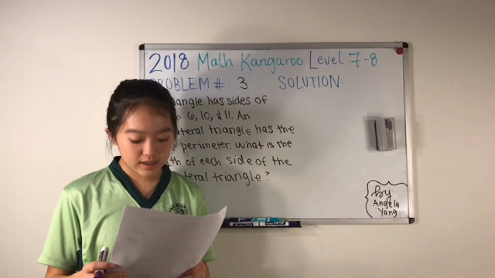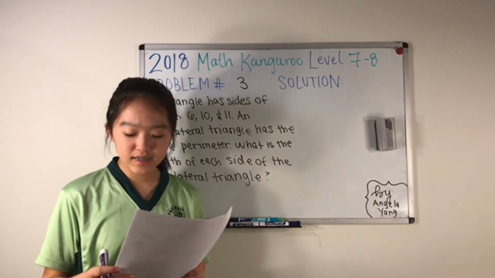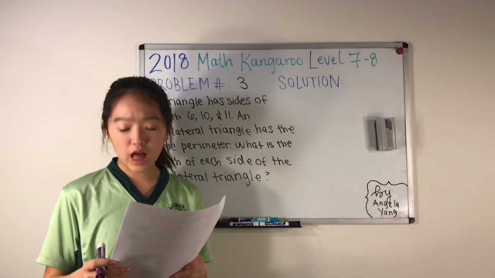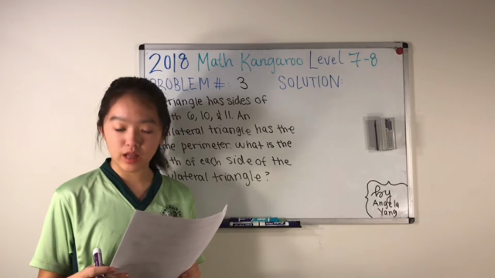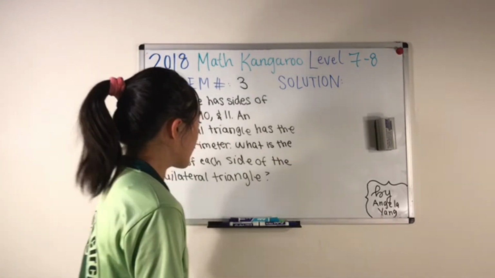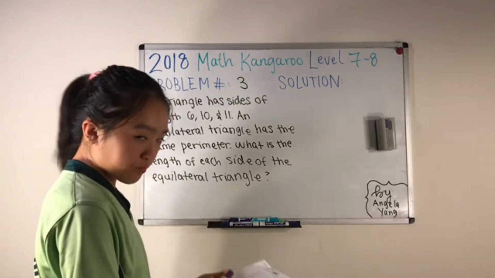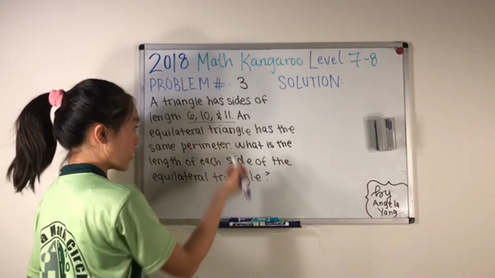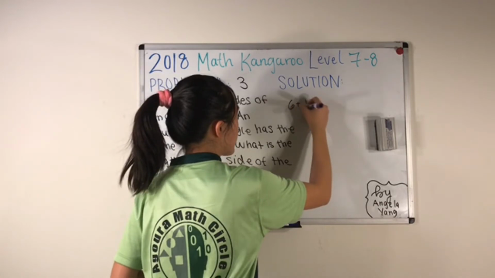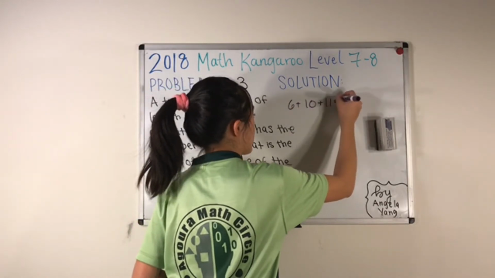Problem number 3 says, a triangle has sides of length 6, 10, and 11. An equilateral triangle has the same perimeter. What is the length of each side of the equilateral triangle? So we know in an equilateral triangle, all 3 sides are the same. So let's first add up and find what the perimeter of this triangle is. So 6 plus 10 plus 11 equals 27.